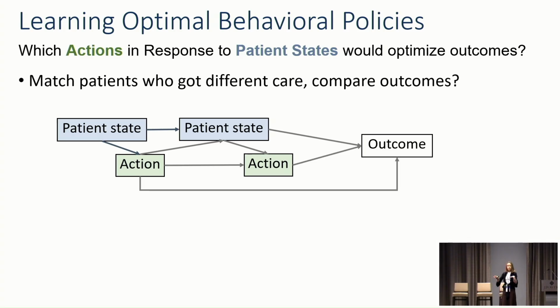All right, so we now want to ask which actions in response to patient states would optimize outcomes. Folks in this room from Causal may say, okay, this seems like a pretty easy problem. We've got this vast data source, so why don't we just match patients who got different care and then compare their outcomes?